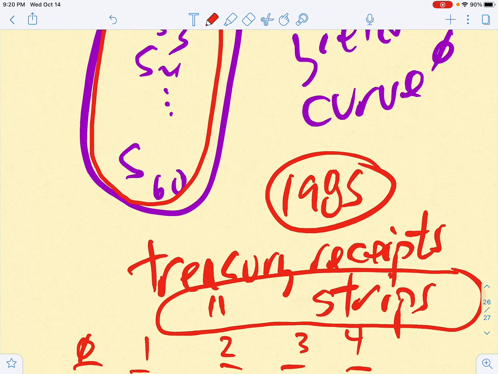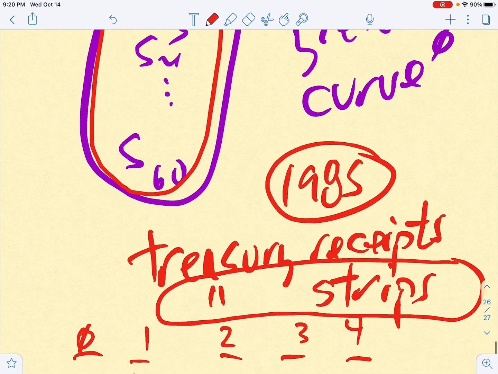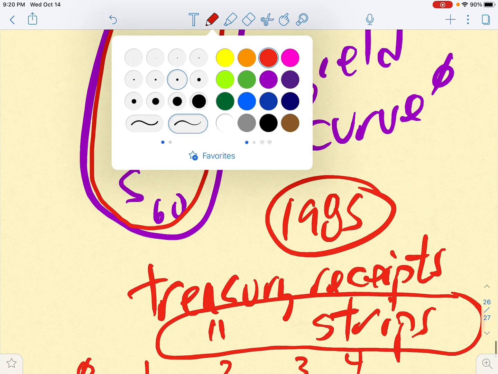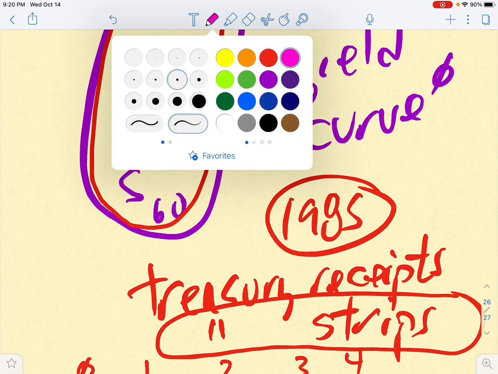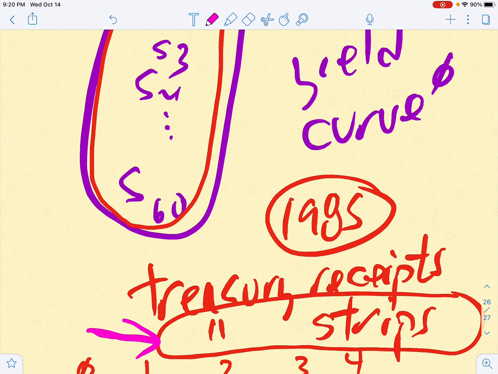So these treasury strips end up being very popular investment vehicles, highly desired and very valuable in the field of finance.